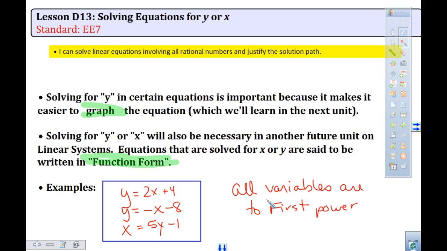Doesn't it seem like we've been solving equations forever right now? I feel like we've been doing it for almost a month. I don't know if it's been that long, but it's been close. Okay?